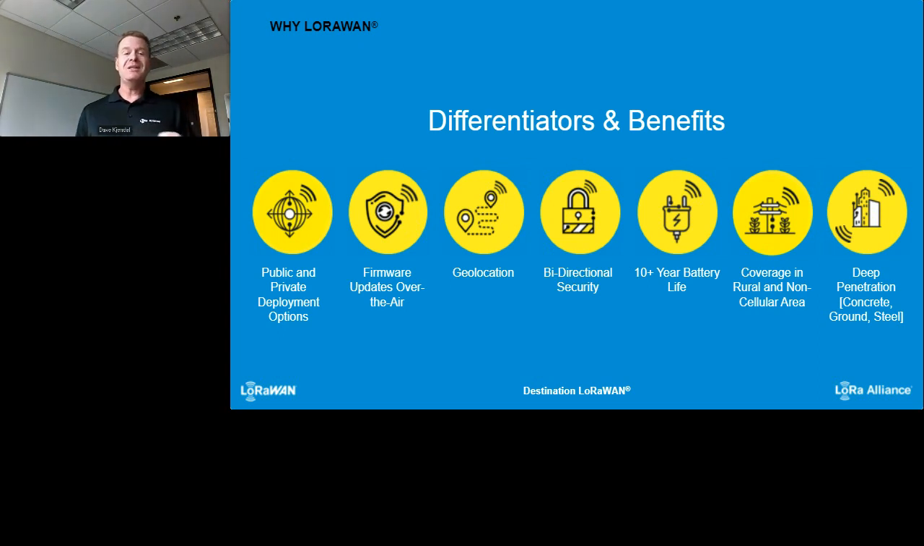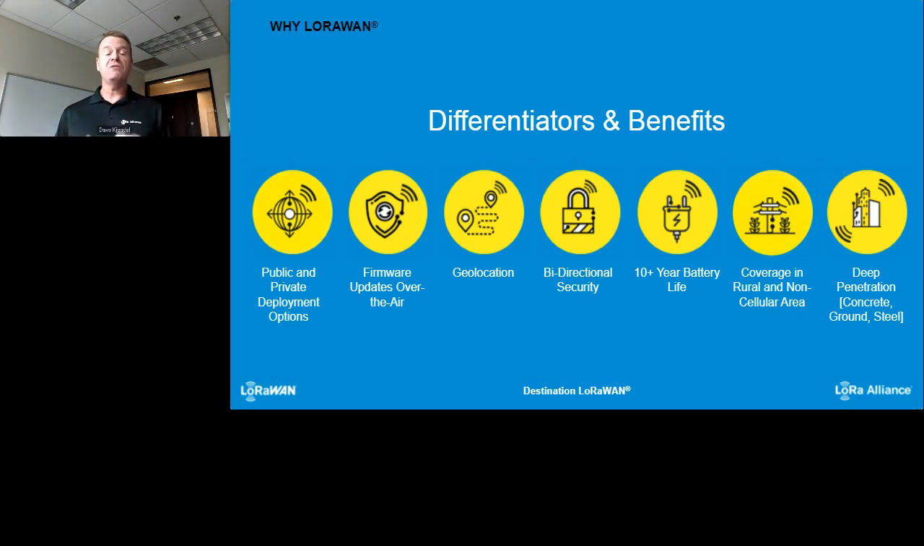Geolocation, so the ability to identify the location of an end device without requiring anything specific of that end device. So no GPS receivers necessarily or other things like that. That's part of the intrinsic technology. That's part of the LoRaWAN solution. Fully bidirectional, and security is built in. This is very, very important for our IoT devices.